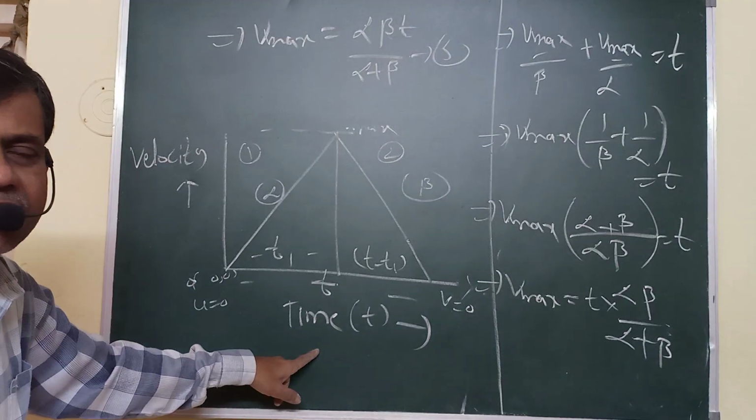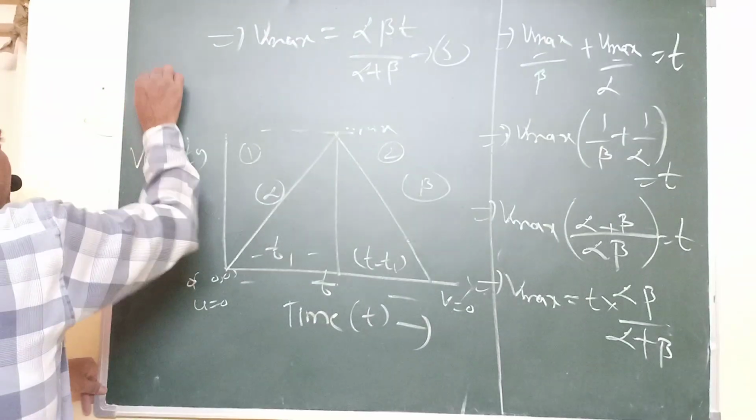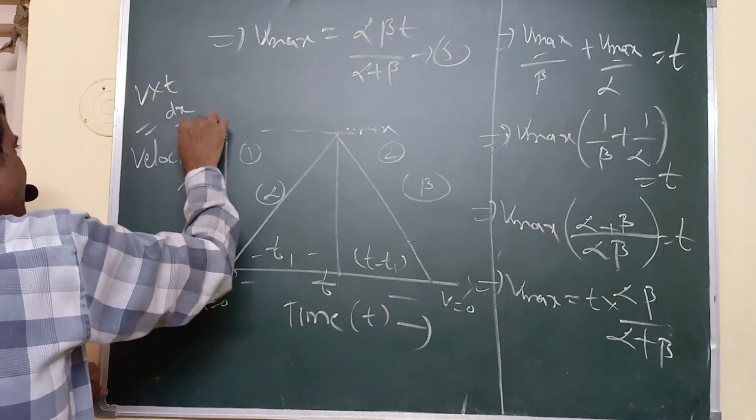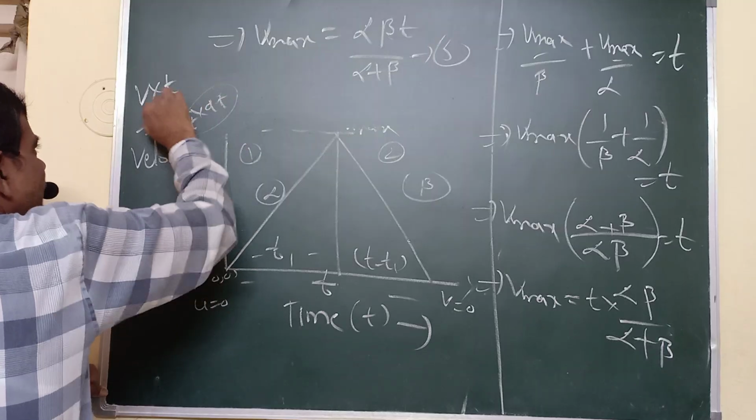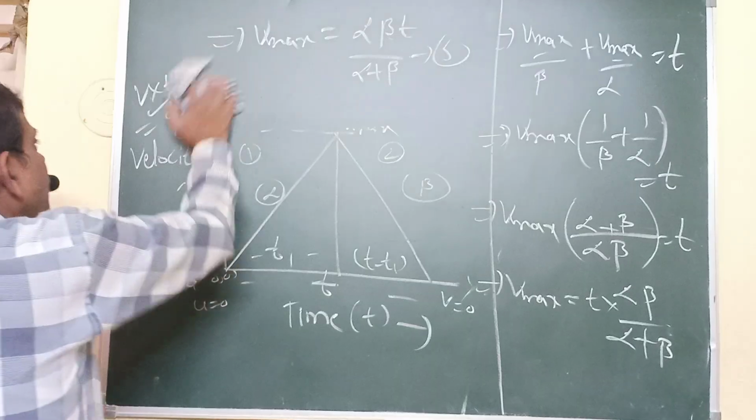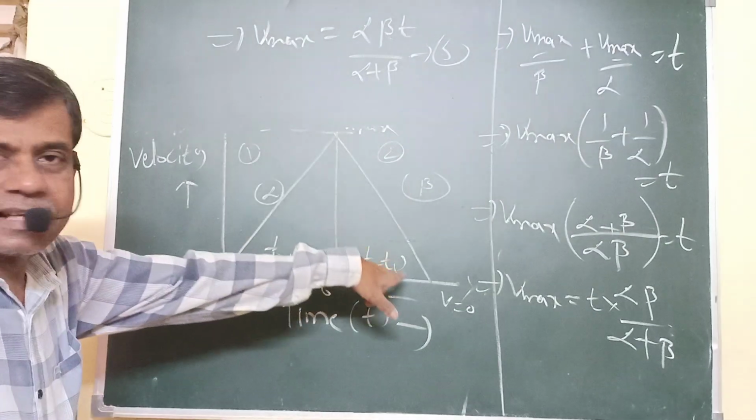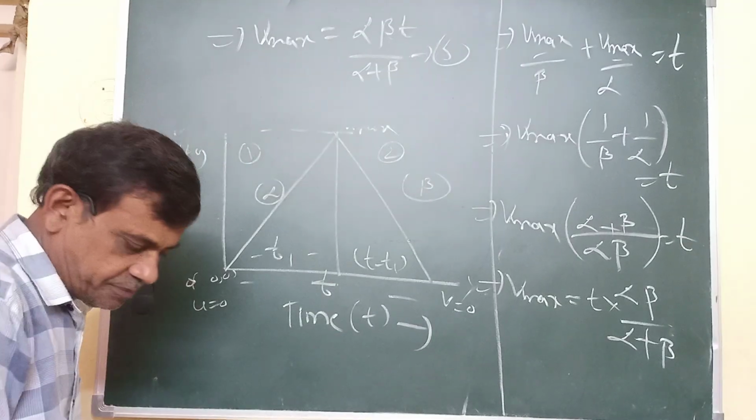The velocity-time curve's occupied area with the x-axis gives the displacement. Why? I am taking velocity into time. What is the velocity? Rate of change of displacement. Again time is t, t cancels, like that finally getting dx. Dx means displacement. So for displacement, here one triangle is created. Area of the triangle is half into b into h. B is the base, h is the height.